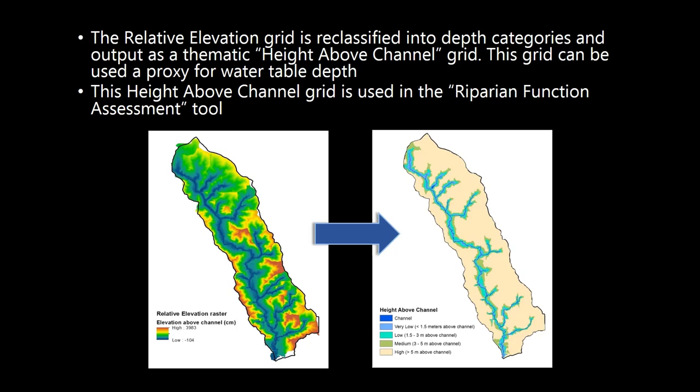It can be used as a proxy for water table depth, so you get an idea of very low-lying areas have a shallower water table compared to areas that are higher up compared to the channel. Their water table is likely to be much deeper. The height above channel grid is going to be an essential part of the riparian function assessment toolset.